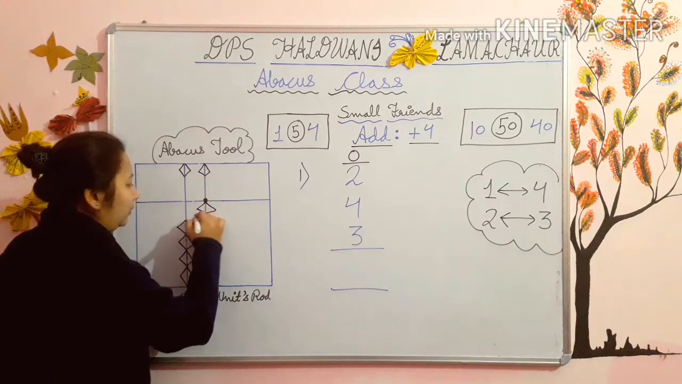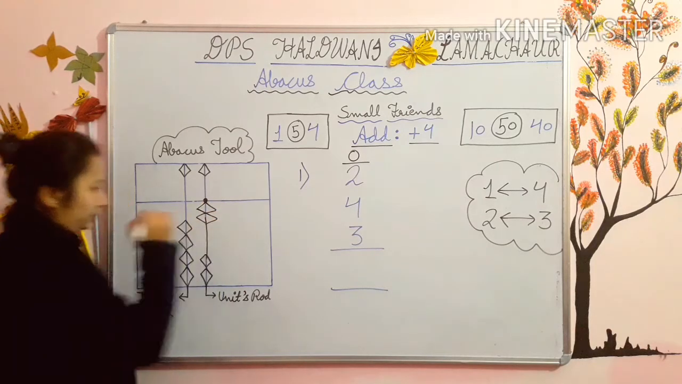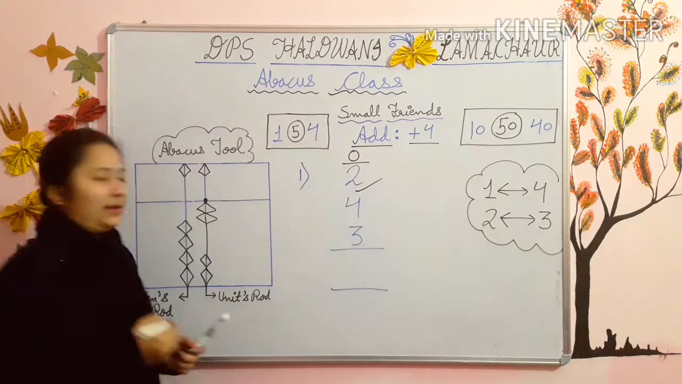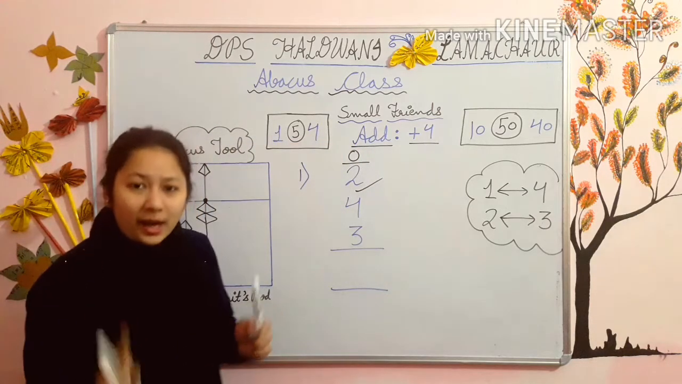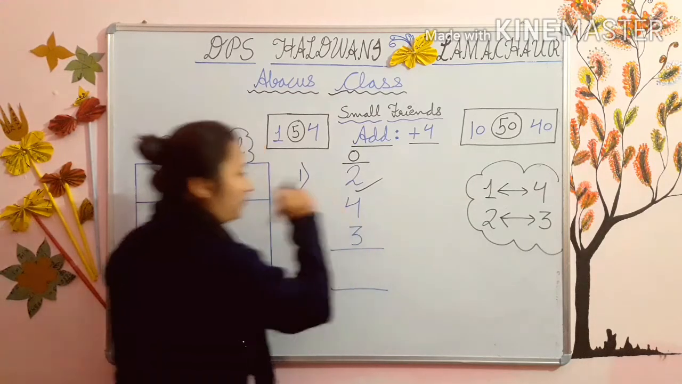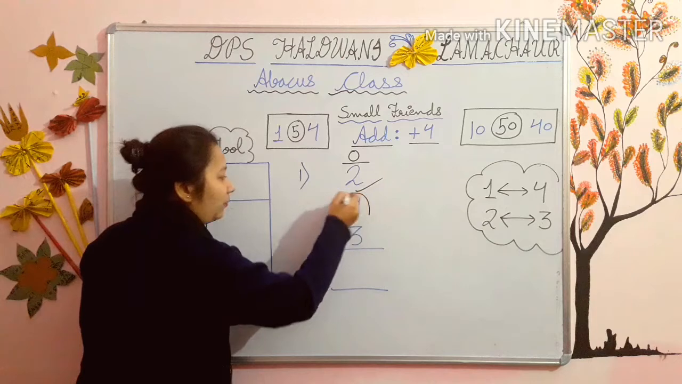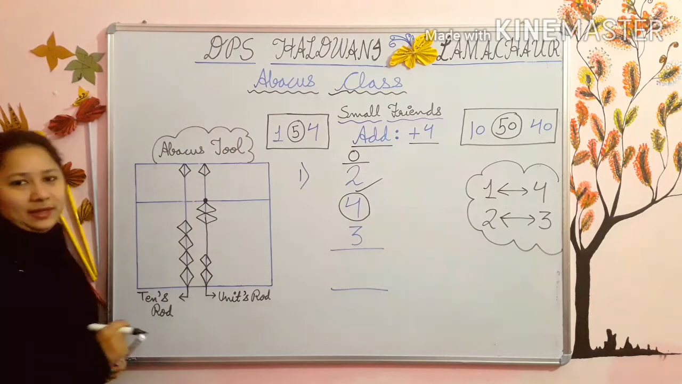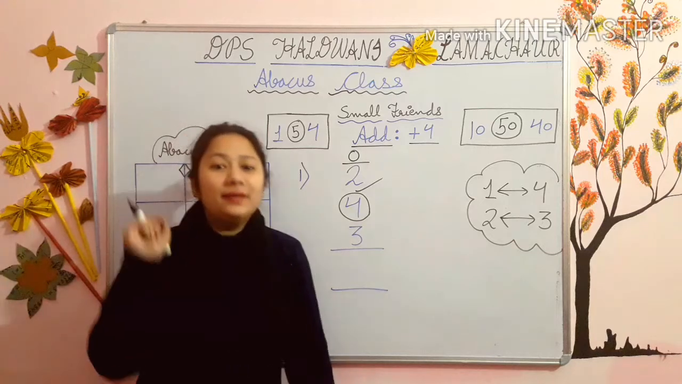So 1, 2. 2 beads up. Now this is done. As you know how to add, we put the beads up. Now the second step is you have to add 4. But you can see that the bead is not there.